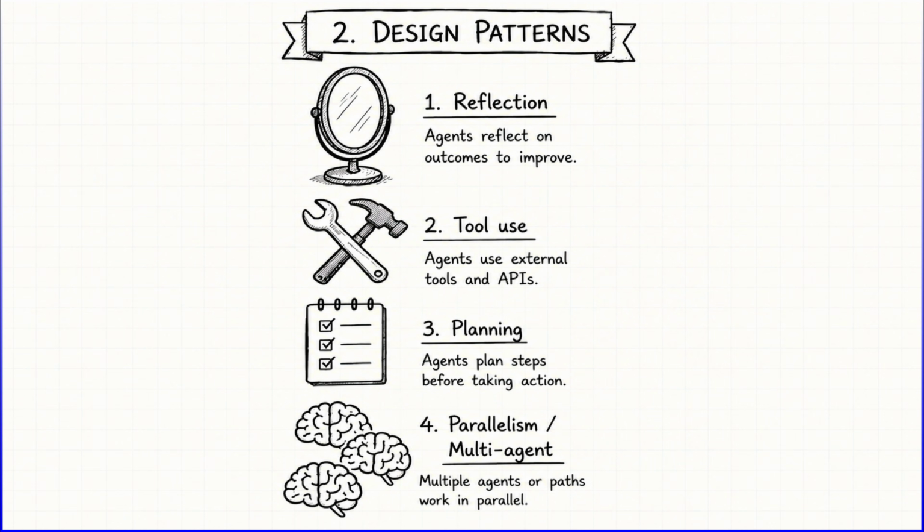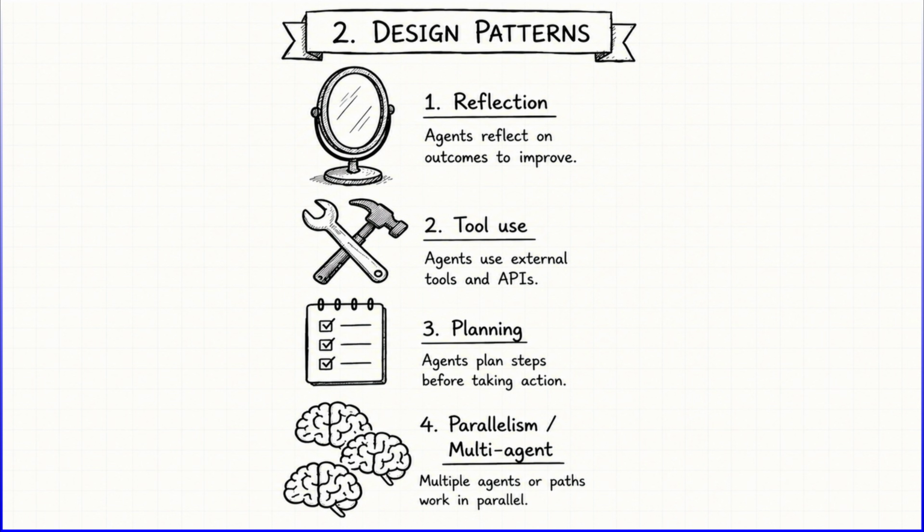And moving on to the next, we have something called design patterns. What are the design patterns they use in agentic AI? To build these powerful systems, developers use specific patterns. So let's look at them. There are mainly four types we have.